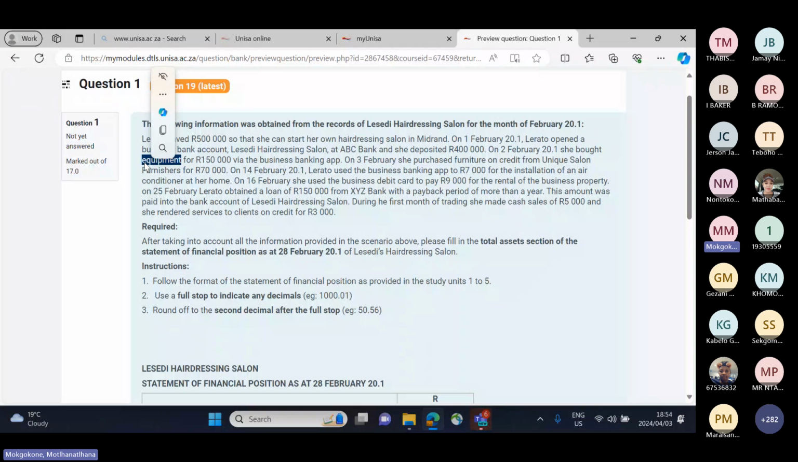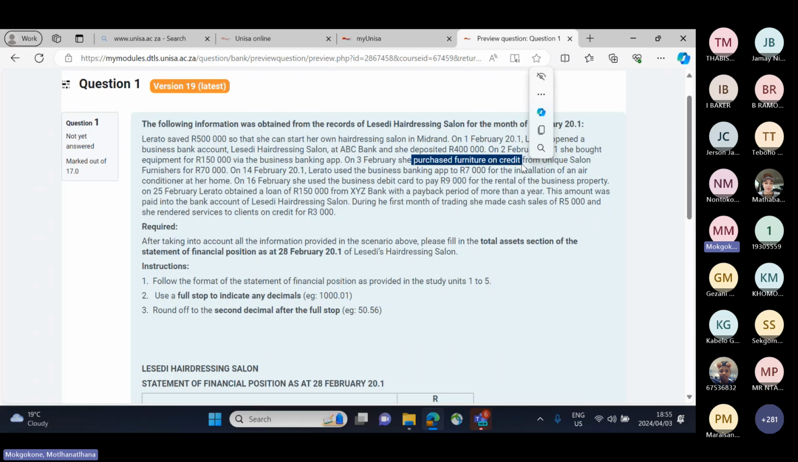If you go and see the format of your statement of financial position, it will be non-current assets, property, plant and equipment, then current assets, and we name those current assets, then you get your total assets, because total assets is our non-current assets plus current assets. Here also our non-current assets will increase because we bought equipment, which is a non-current asset. On 3rd February, she purchased furniture on credit from Unique Salon Furnitures for 70,000. Here, Lerato purchased on credit.